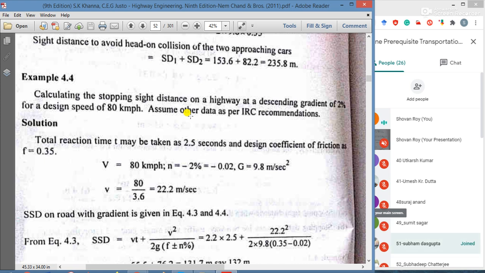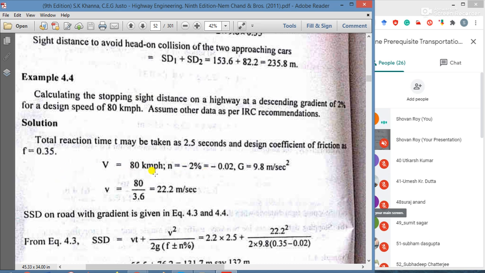So the total reaction time T may be taken as 2.5 seconds, the universal value, and the design coefficient of friction f is 0.35. The velocity of the vehicle is 80 km per hour. N is minus 2% because it is a descending gradient, so this value should be negative. 2% means minus 0.02, because 2 by 100 is minus 0.02. g is 9.8 meter per second square.